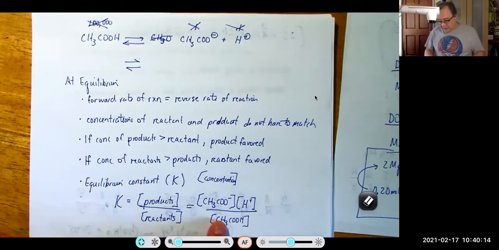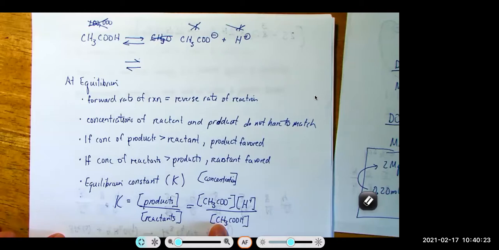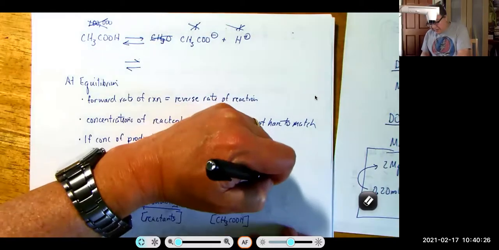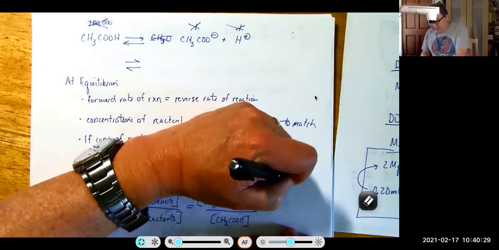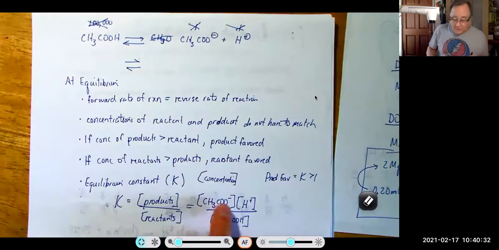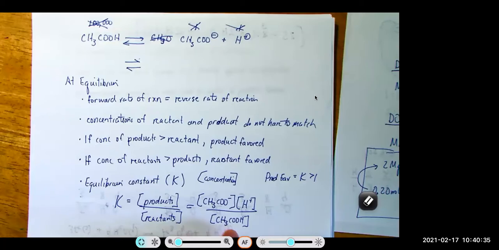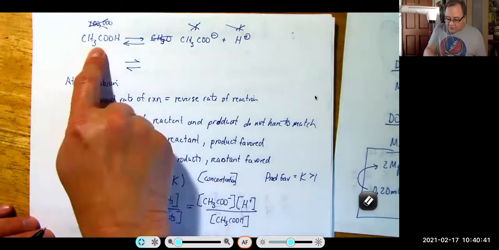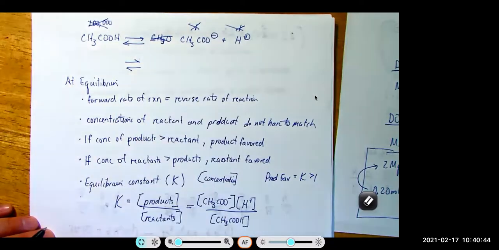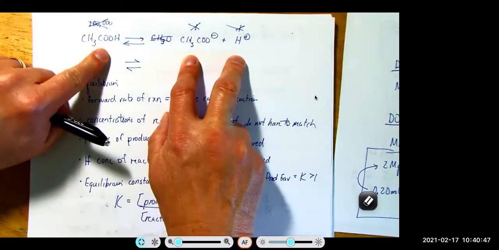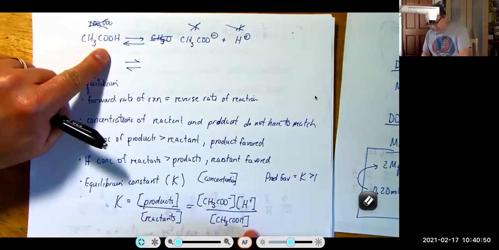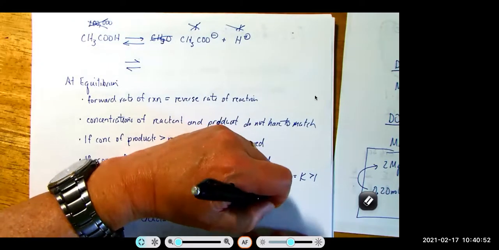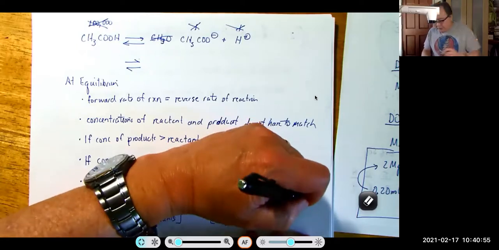Yeah. Okay, so imagine it's product favored. Are you going to have a lot of the top or a lot of the bottom? If it's product favored, you're going to have a lot of the top. So product favored, K is going to be greater than 1 because you have a whole lot of stuff on top and not much on the bottom. Now, what if you have reactant favored? You're going to have a whole lot of the denominator. So if that number is big, what's K going to be? Less than 1.